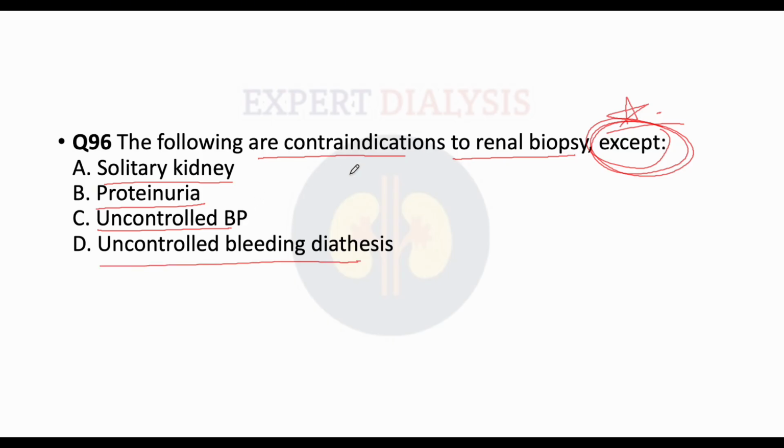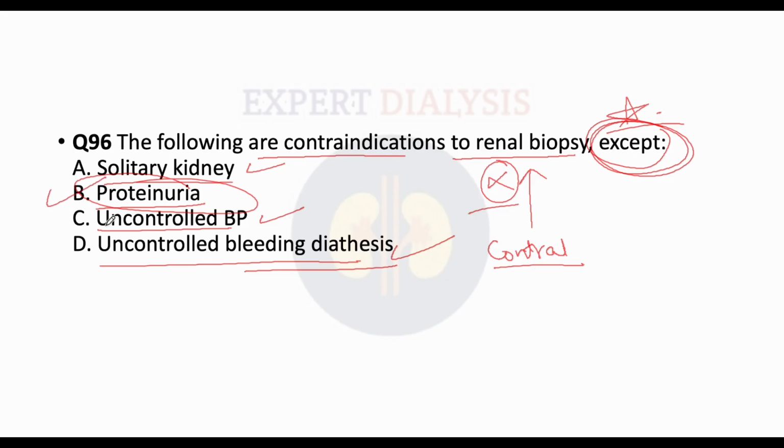diathesis. So we know solitary kidney, uncontrolled BP, and bleeding diathesis are actually contraindications, because if the patient is having any of these, we are not going to do renal biopsy in such patients. But proteinuria, on the other hand, is an indication. It is not a contraindication, it is an indication. It suggests that we should do a renal biopsy in order to find what the cause is.